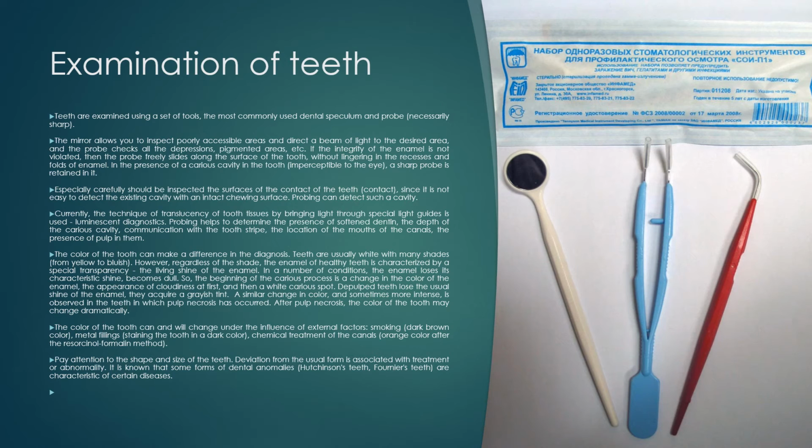Pay attention to the shape of the sides of the teeth. Deviation from the usual form is associated with treatment or abnormality. It is known that some forms of dental anomalies, like Hutchinson's teeth and Fournier's teeth, are characteristic of certain diseases.